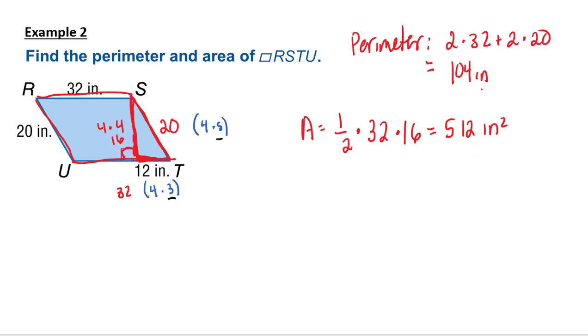Remember, your units on perimeter are regular inches. Area units are square inches. That's how many little 1 inch by 1 inch squares I can fit in this parallelogram.